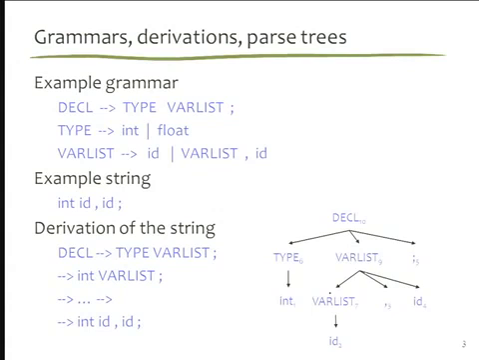Okay. So just to make sure we understand, could this parse tree be obtained with a different derivation sequence than what we have here? Is the derivation sequence unique or not?